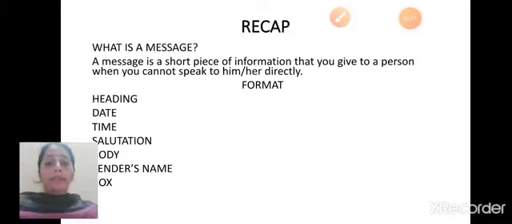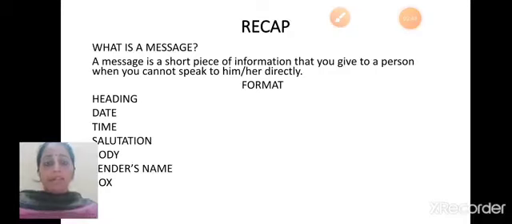Next line, you will write down the time. Now between date and time, you will not leave a line. So time will be 4:30 p.m., 6 p.m. Clear? After date and time, you will leave a line for salutation. So salutation, you will write the name of the person. If you're leaving a message for your mom, you will write mom. If it's for your brother or sister, you will write their name.